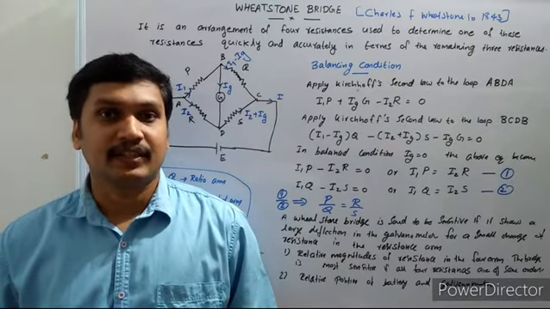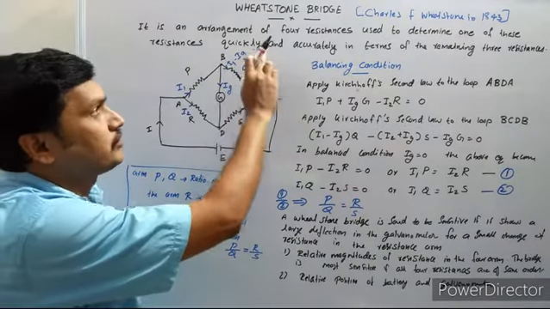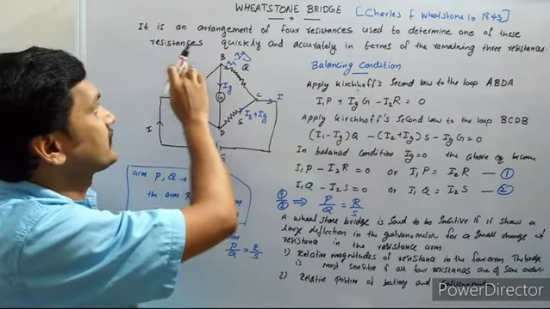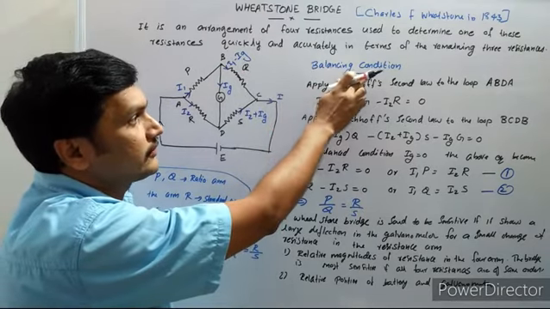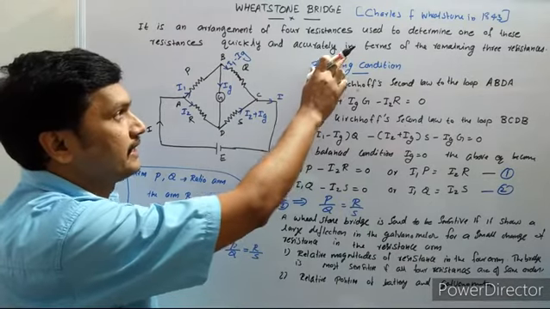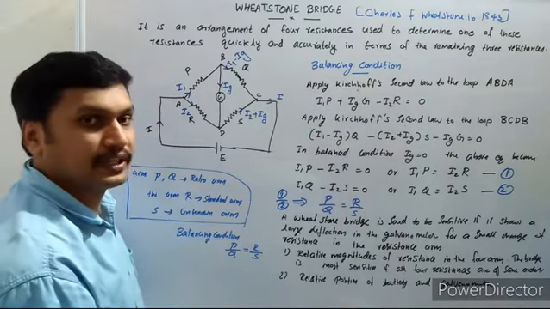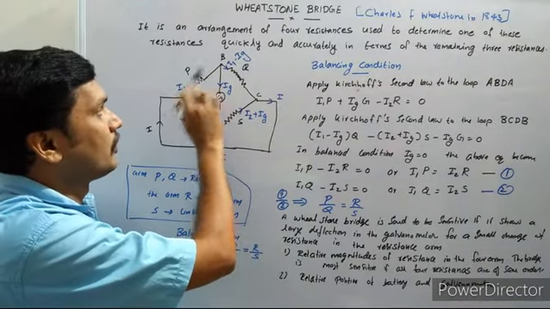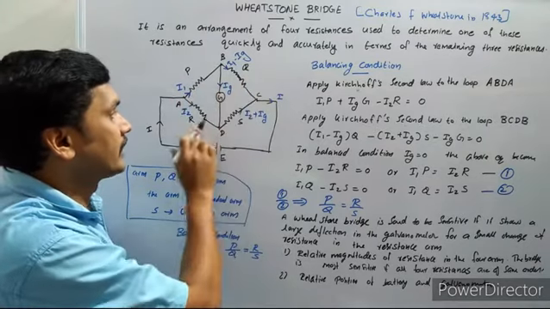Today we discuss the Wheatstone bridge. The Wheatstone bridge is an arrangement of four resistances used to determine one of these resistances quickly and accurately in terms of the remaining three resistances. This method was introduced by the scientist Charles F. Wheatstone in 1843. This arrangement consists of four resistors connected as the arms of a quadrilateral.